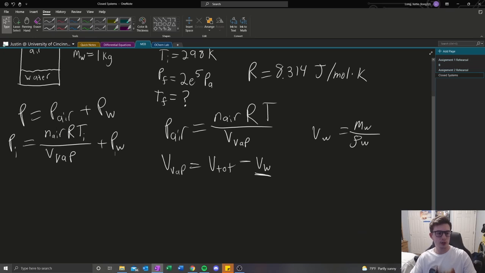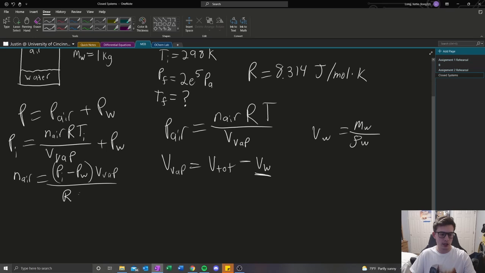And so we notice that we don't actually have a value, or we don't know what the number of moles of air is. So we're just going to go ahead and solve for that. And I'll explain why in a second. So we're just going to go ahead and manipulate this. Keep it pretty looking. So we know that the number of moles of air is the initial pressure minus the pressure of the water, times the volume of the vapor pressure, over the gas constant times the initial temperature.